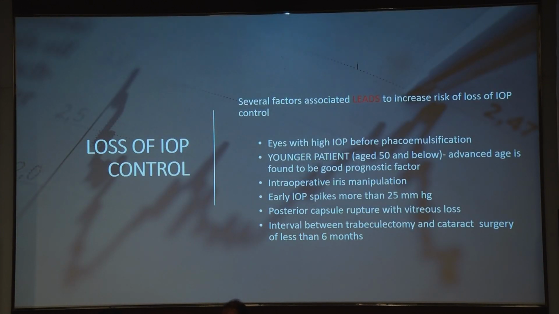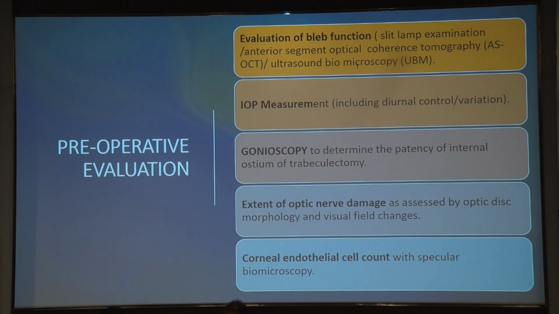There are several factors associated with increased risk of loss of IOP control, which are eyes with high IOP, younger patients, intraoperative iris manipulation, early IOP spike of more than 25 millimeters of mercury, and posterior capsule rupture with vitreous loss, which is one thing we have to take care that it doesn't happen, otherwise it makes things even worse. Another factor is an interval between trabeculectomy and cataract surgery of less than 6 months. Through the presentation, I'll show you how studies have shown that the gap should be more than 3 to 6 months.